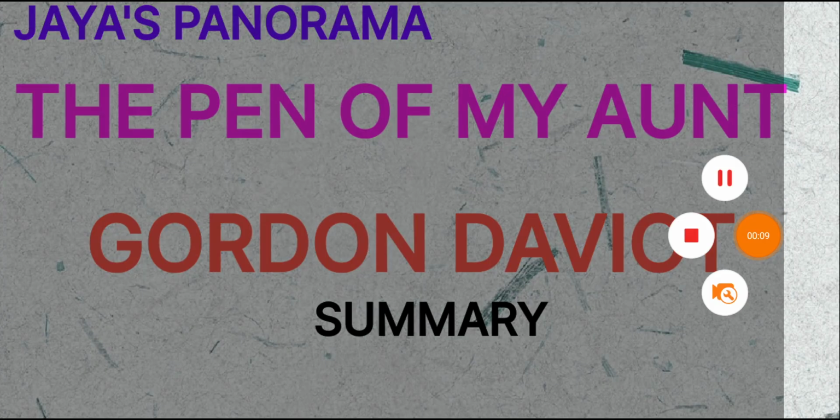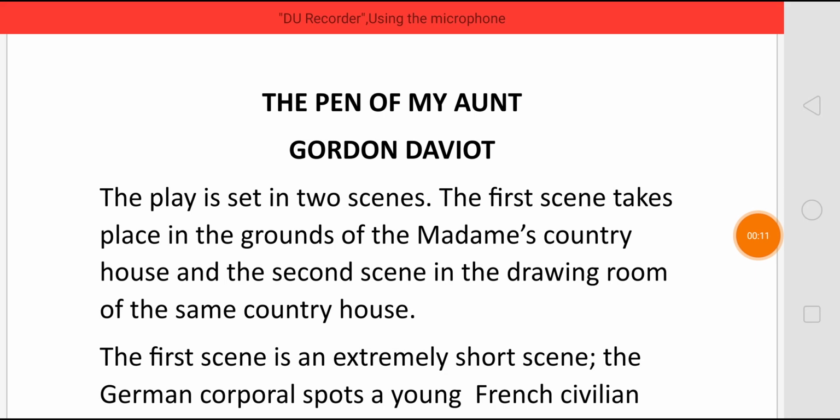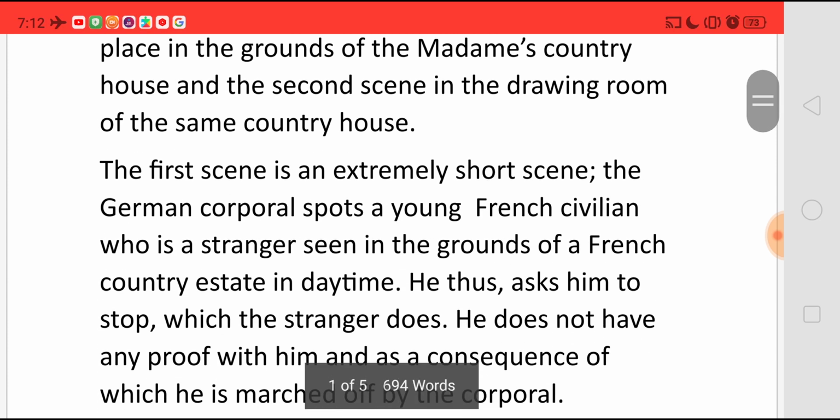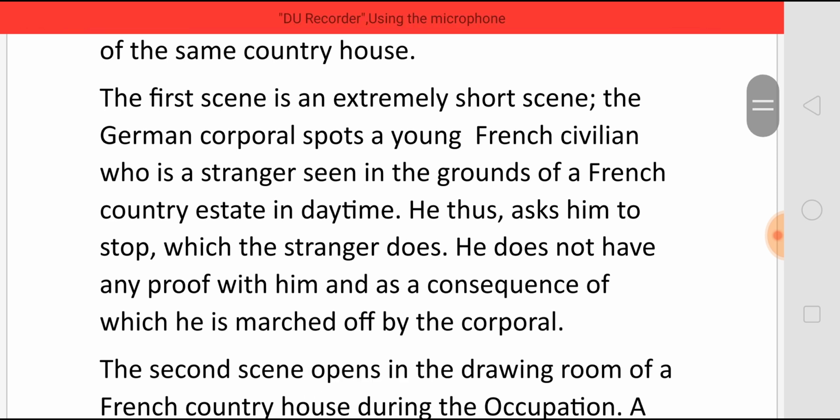This play is set in two scenes. The first scene takes place in the grounds of Madam's country house and the second scene in the drawing room of the same country house. The first scene is an extremely short scene.